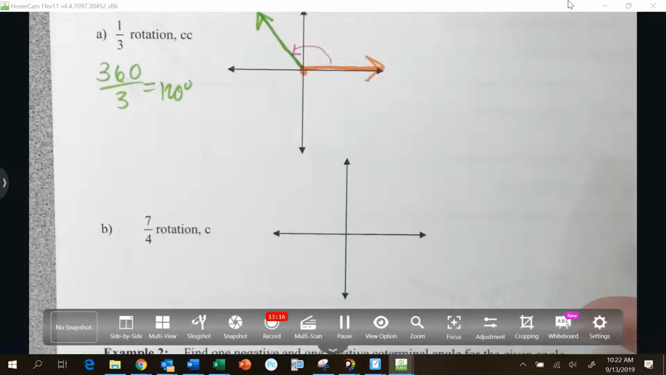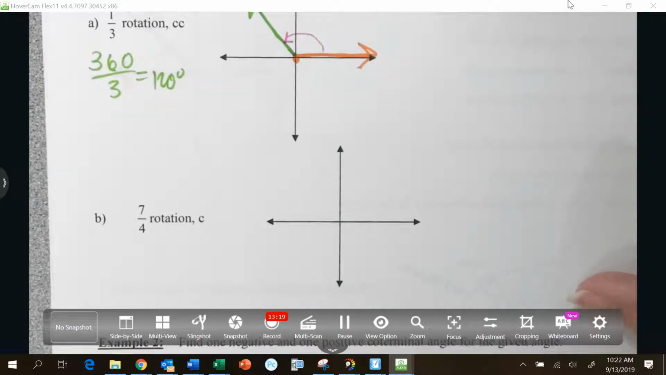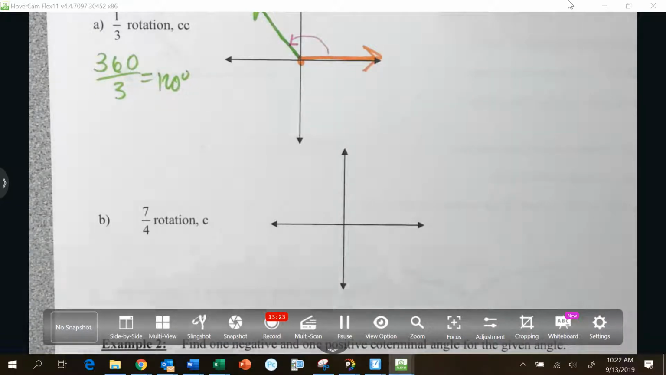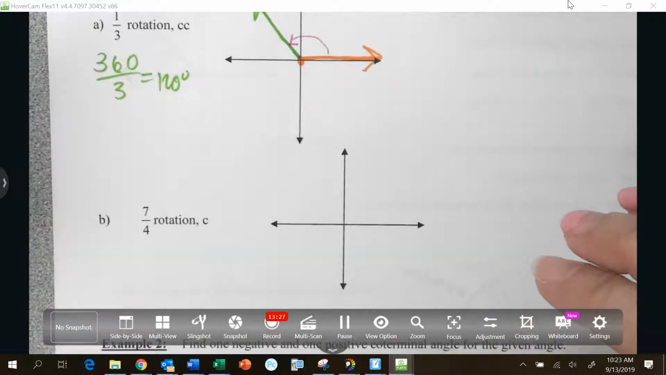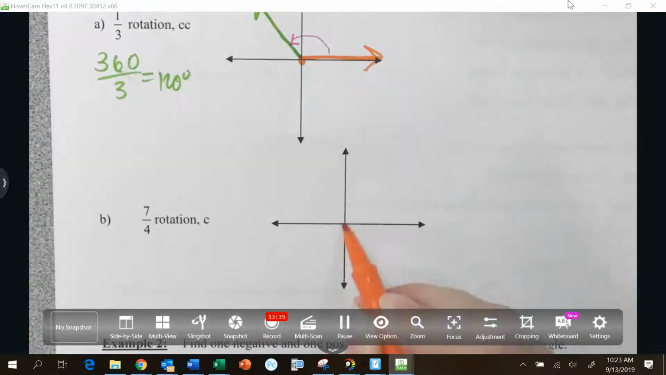The next one, 7/4 rotation. 7/4. That means if the entire thing was divided in fourths. This is not talking about pi. It's talking about the whole thing, 7/4 rotation. If the whole thing is divided into fourths, which it is, I'm going to do 4 of them. I mean 7 of them.